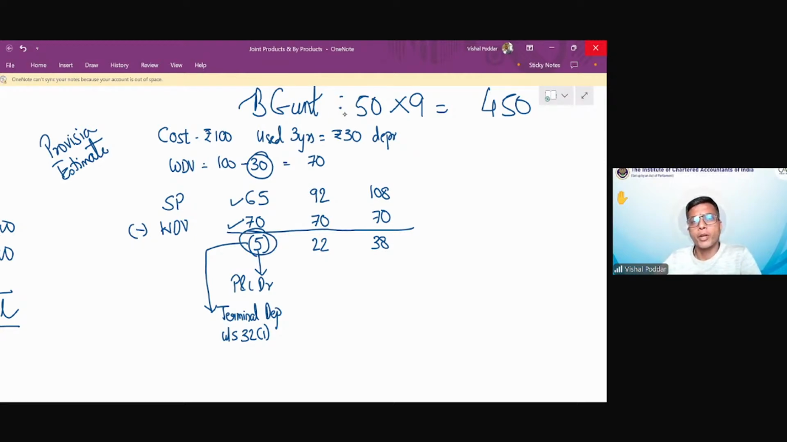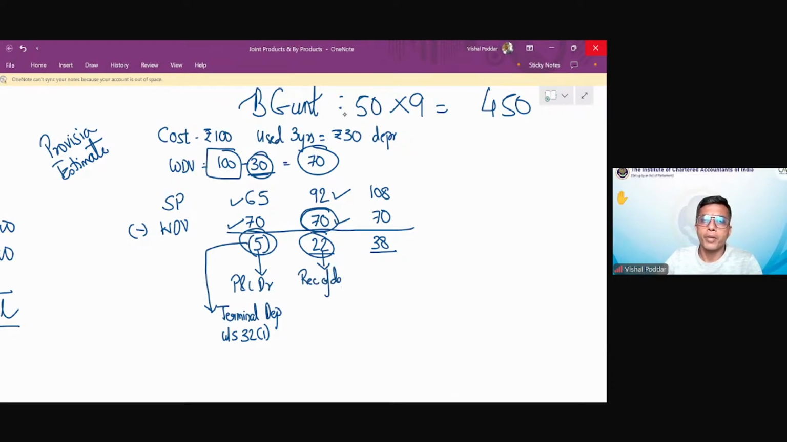Same thing happens when you get a profit. Now, when you get a profit, sold for 92, this 22, what you show as profit is actually not profit. It is your recovery of depreciation allowed as deduction earlier. So what is this 22? It is not profit on your asset. Your asset was of 100, you sold it for 92. How can there be profit? It is appearing as a profit again.